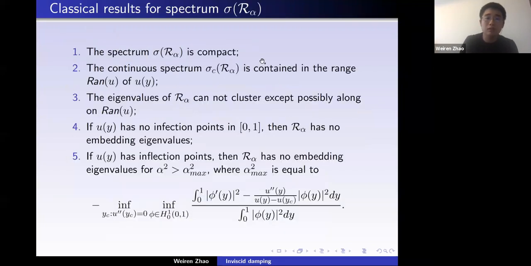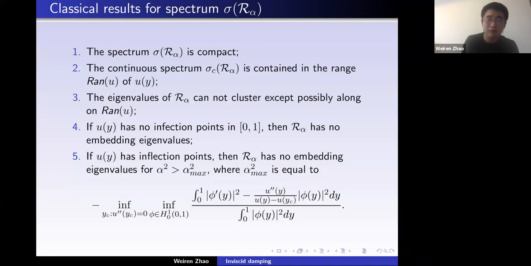And we also have some classical results on the spectrum. First one is that the spectrum is compact. And the second one is the continuous spectrum is the range of U. And the third one is the eigenvalues cannot cluster except possibly along the range of U.